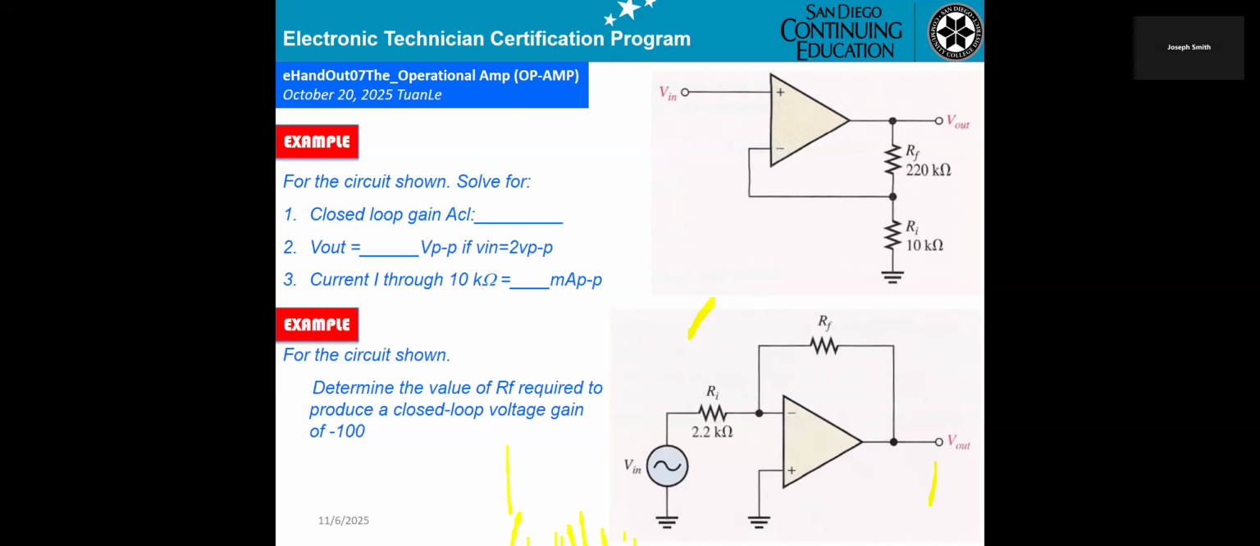Mr. Pham, I don't know if you like this or not, but are we able to build these circuits in Multisim 7 and then see how it works? Yeah, you can do it. No problem. Okay, thank you.